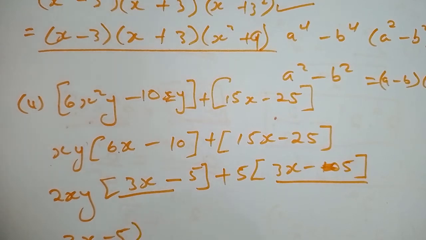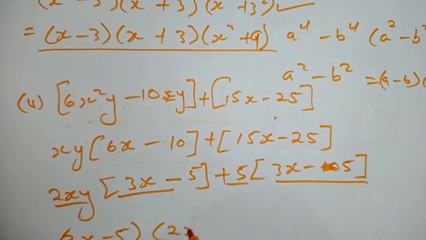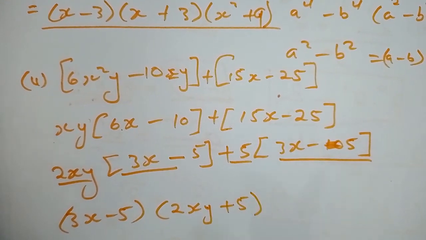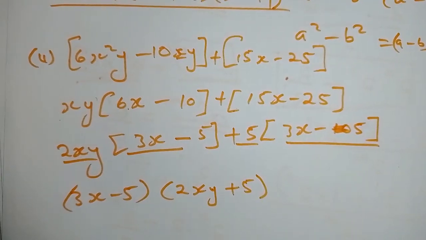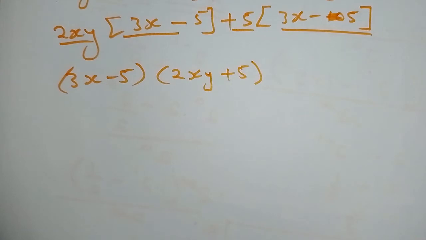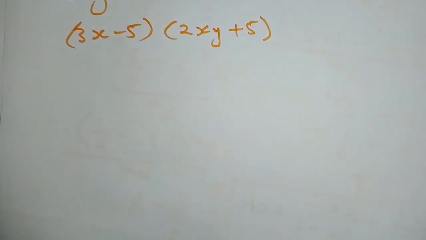3x minus 5. Then this one and this one can write them and say 2x y plus 5. There. Right? Let's take another question, one more question, and then we can wrap up or finalize this thing.